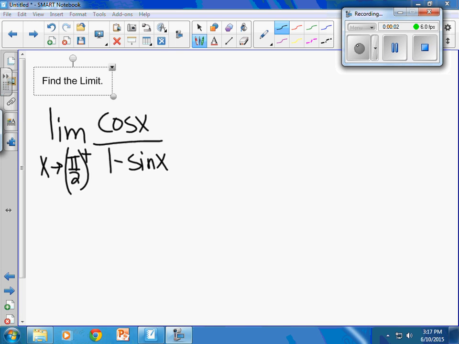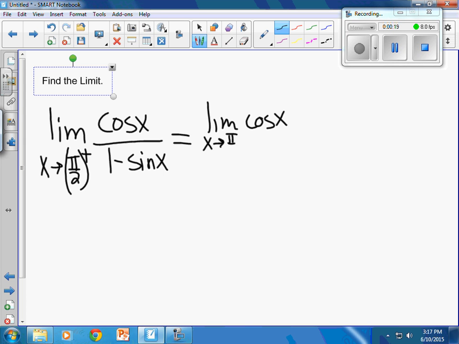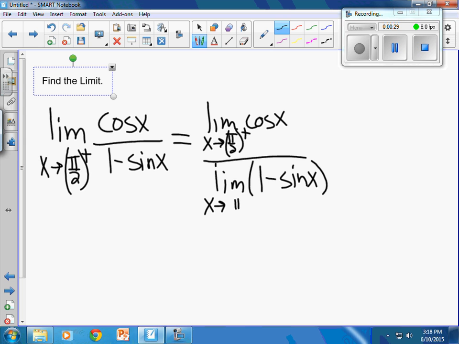Find the limit. The limit of cosine of x divided by 1 minus sine of x as x approaches pi over 2 from the right. Typically what we would do is we'd try our quotient rule. So we would take the limit of the cosine of x as x approaches pi over 2 from the right, divided by the limit of 1 minus sine of x as x approaches pi over 2 from the right.